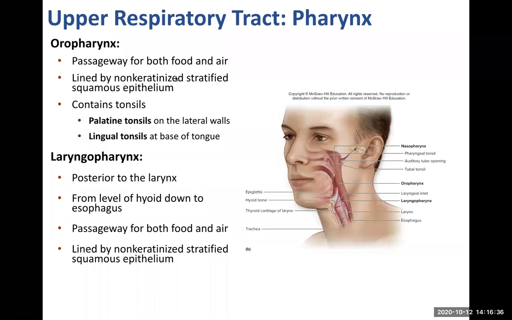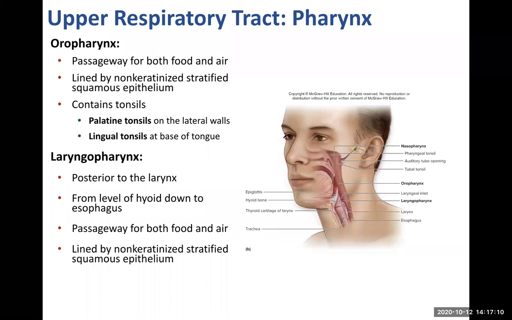Because food is abrasive. And so in order to deal with abrasion, we need stratified squamous tissue, right? Because we're talking about a wet tissue, it's going to be non-keratinized. Keratinized stratified squamous epithelial tissues would be the kind of tissues that make up our epidermis, for example. But again, having this type of tissue line the oropharynx tells you that this is also a passageway for food and water, I should say.